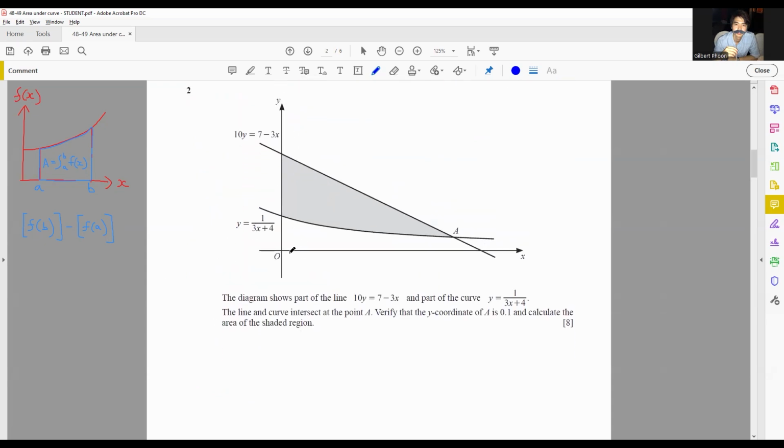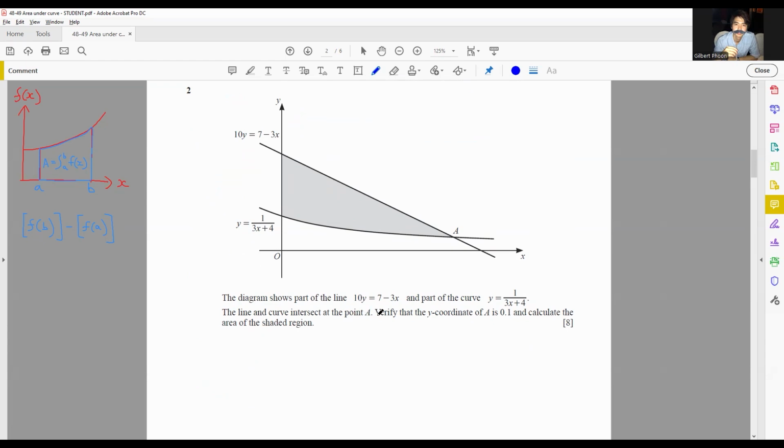In this question here, the diagram shows part of a line 10y equals 7 minus 3x. You need to remember to change this into the y equals mx plus c format. And a part of the curve of y equals 1 over 3x plus 4. The line and curve intersect at point A. Verify the y coordinate of A is 0.1 and calculate the area of the shaded region.